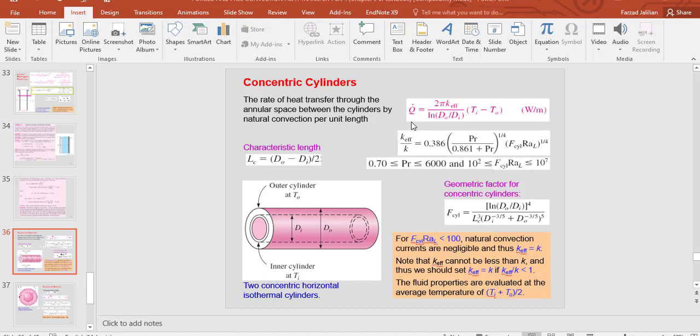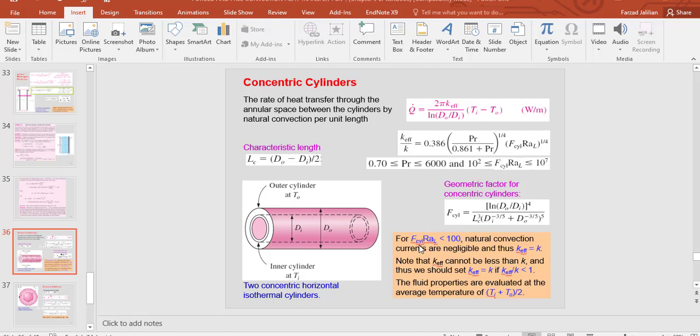So to find the rate of heat transfer through the annular space between the cylinders by natural convection per unit length, you can use this equation. You need to know how much is K effective. You can find K effective here. To find the K effective, you need to know this geometric factor for concentric cylinders. This F for cylinder can be found from this equation, which is only dependent on the geometry of these concentric cylinders.